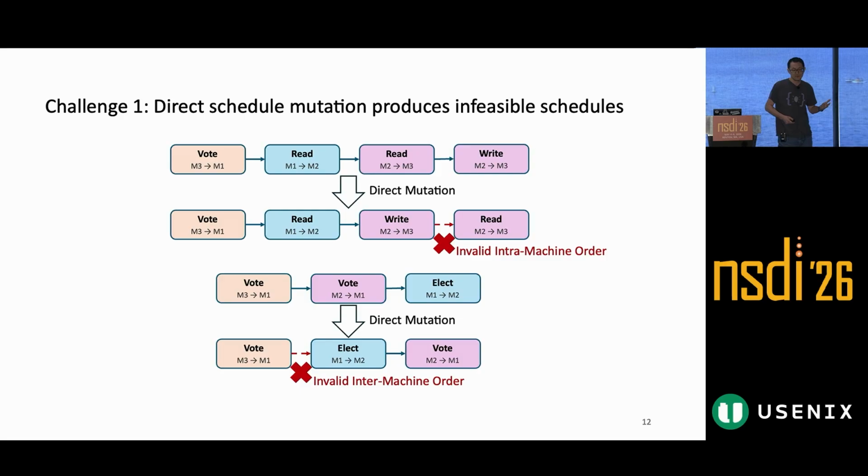But we cannot do this for distributed systems because the schedule is actually generated on the fly, not generated beforehand. For example, if there are hard constraints inside the program where the read operation can only happen before the write operation, you cannot generate a new schedule where you mutate the order between the read and write operation. In another example, if the elect message can only be produced if all participants send the vote message, it's impossible for you to generate a schedule where the elect message is scheduled before the vote message.